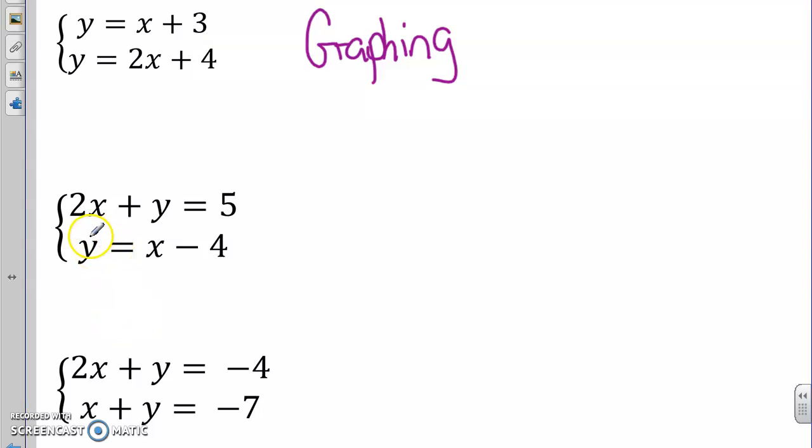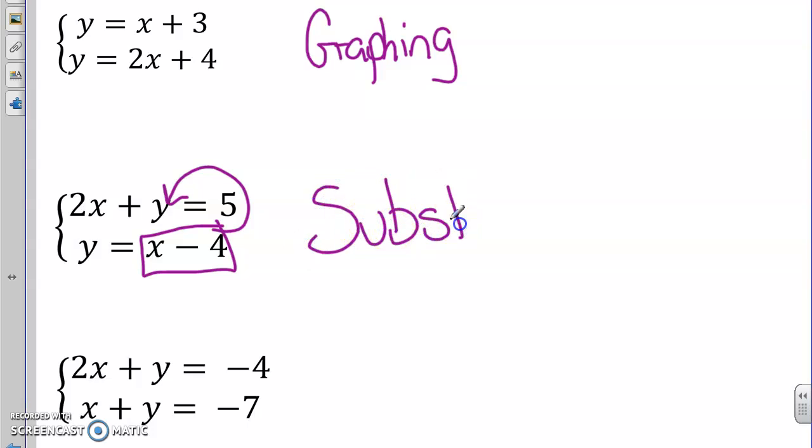So if I only have one equation solved for y, I'm more than likely going to use substitution, because all that means is I would box him in and plug him in right there. So if you get to that part of your test and you notice that there's only one solved for y, definitely use substitution on that one. Take the one that's already solved, plug him in.